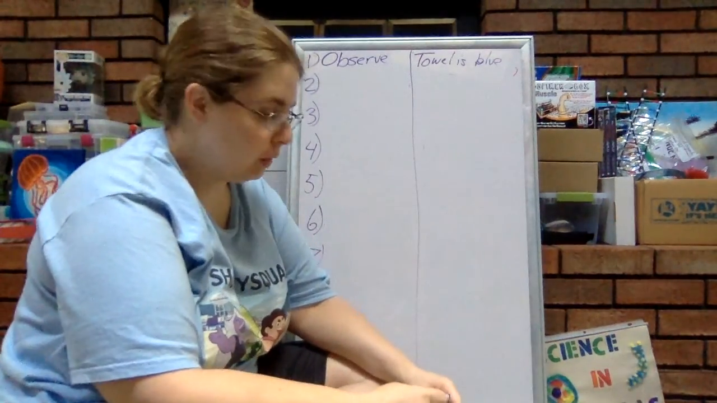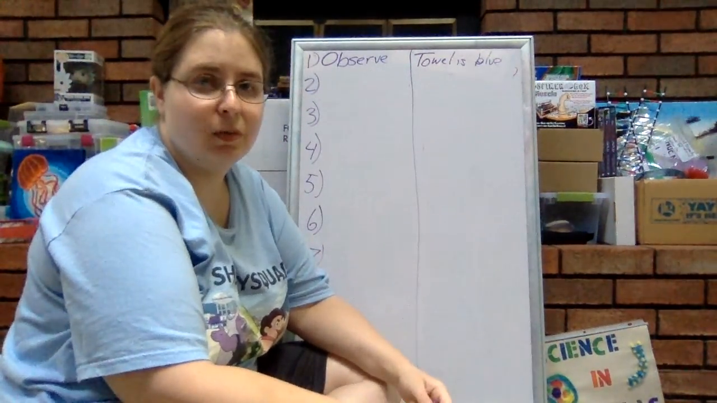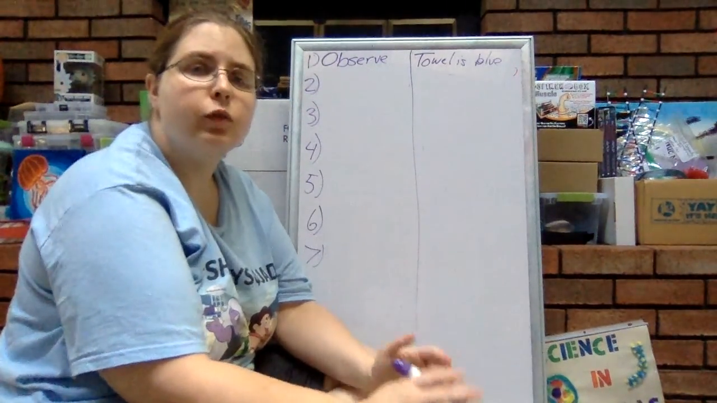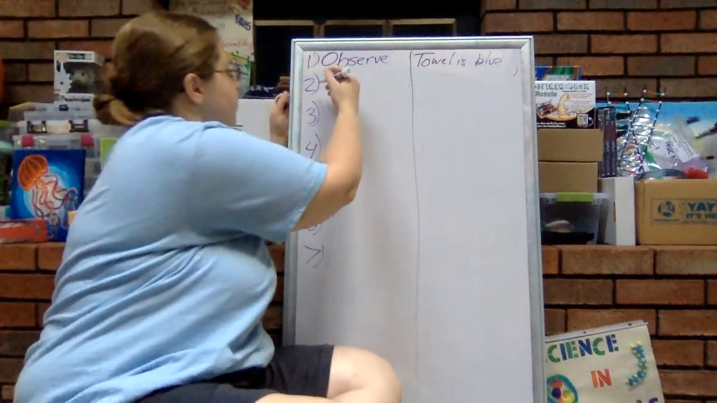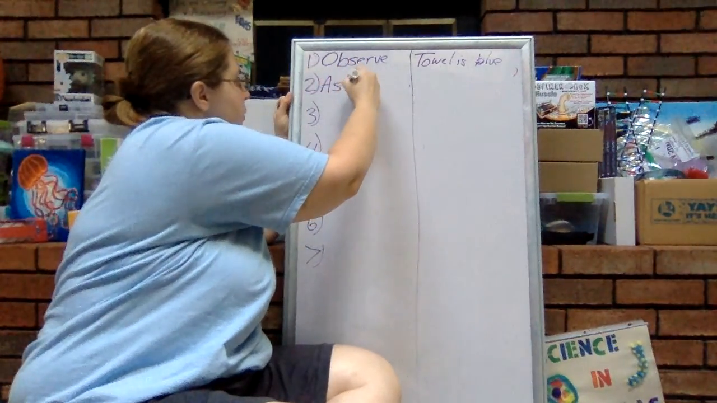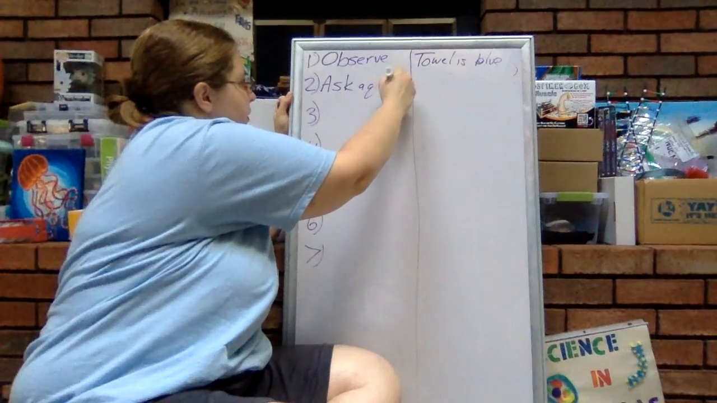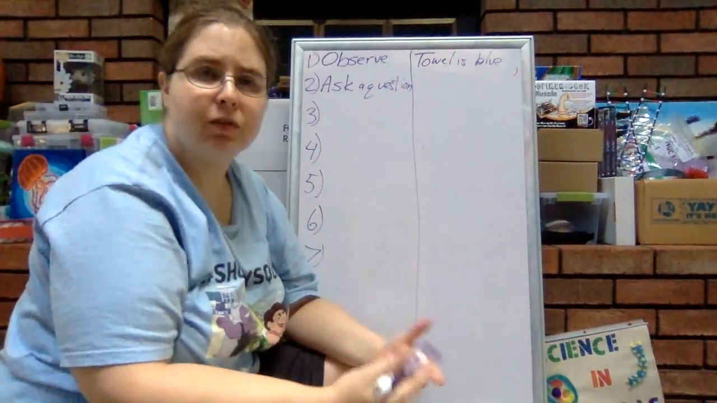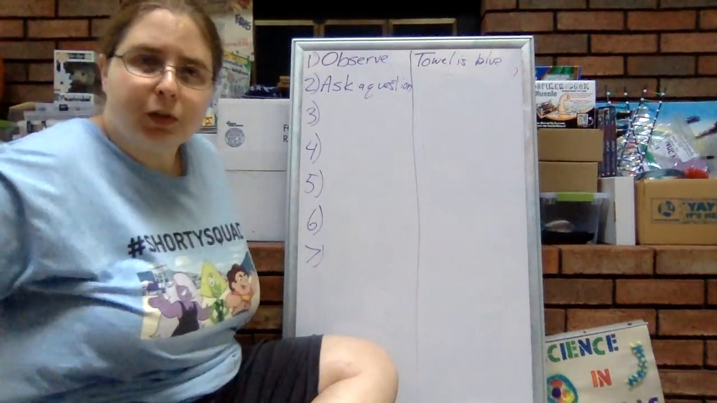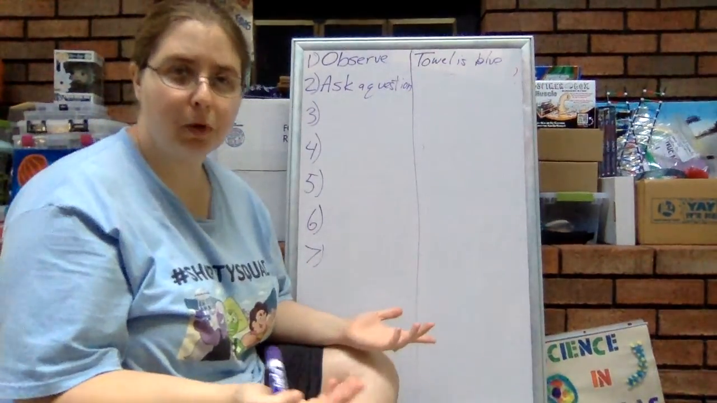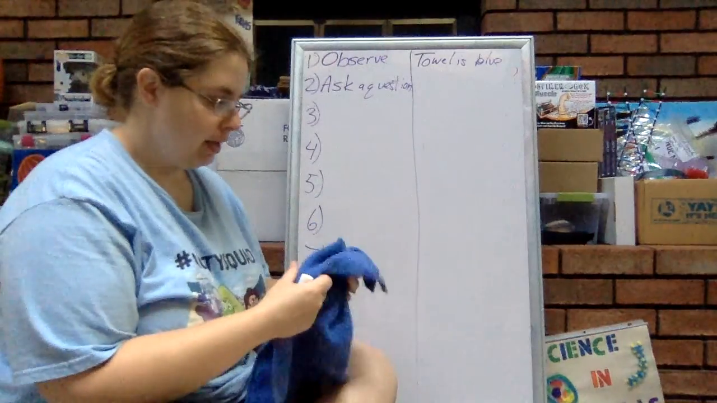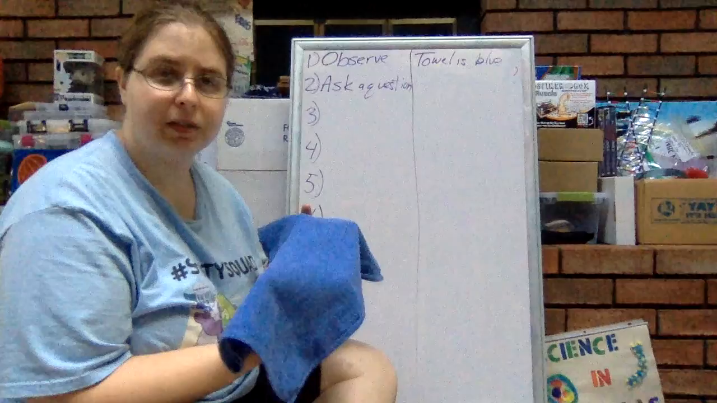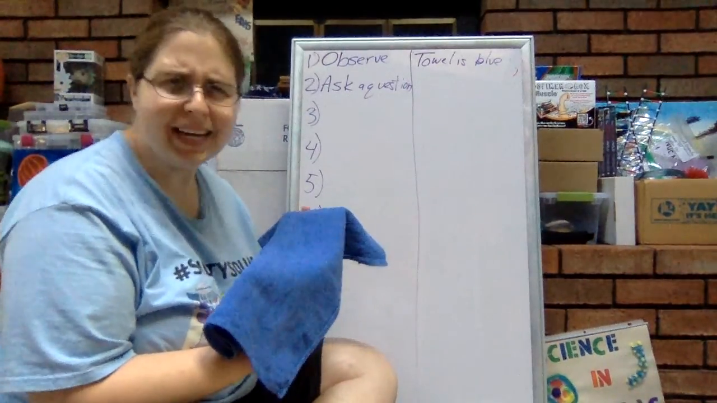And that brings us to our next step, which is step 2. Now that I've observed something, I'm going to ask a question about it. So, ask a question. You can't ask a question about something in the world around you if you didn't observe and notice that thing prior to asking a question. So, I observed that the towel is blue. So my question is going to be, why is it blue?